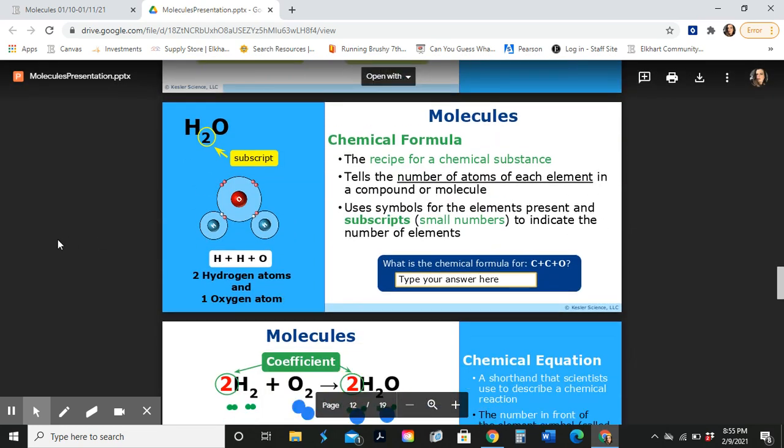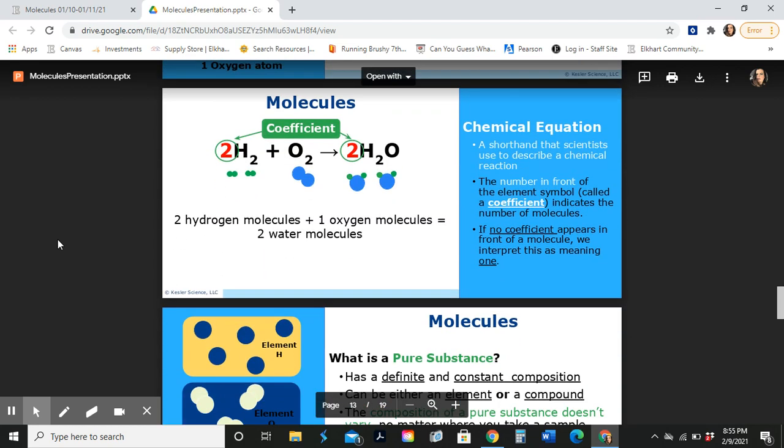The chemical formula is the recipe for the chemical substance. It tells the number of atoms of each element in the compound or molecule, using symbols for the elements present and subscript small numbers to indicate the number of atoms. What is the formula for C plus C plus O? Type it into your box.